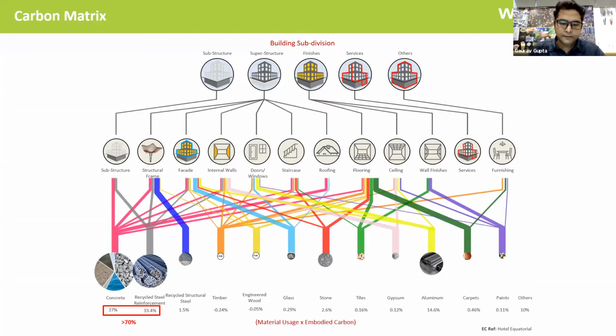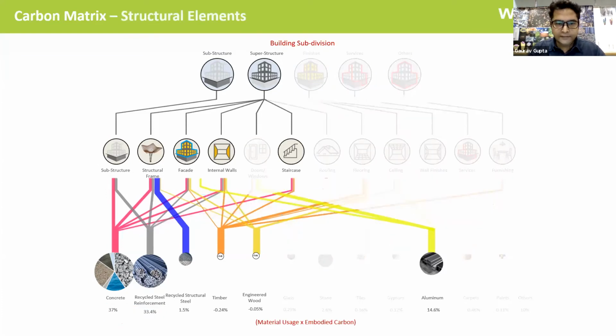found that most of the carbon, more than 70% of it, is coming from concrete and steel, and that was quite alarming. So for the first version of this tool that we are developing, we are focusing on the key structural materials because those are the ones contributing most to the embodied carbon.